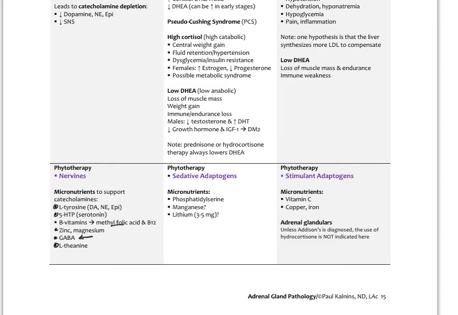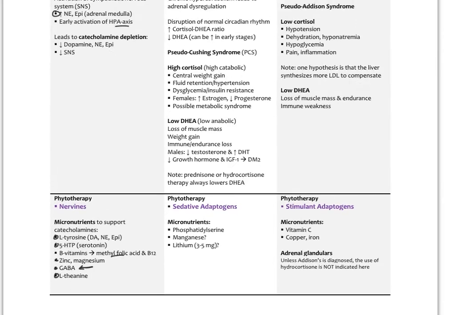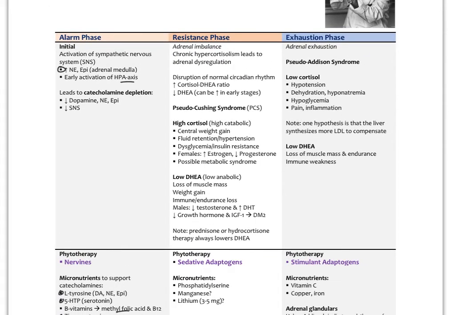So that would be for the alarm stage, using nervines and those supportive micronutrients. For the resistance phase, here we get usually overactivation of the HPA axis. There's going to be usually hypercortisolism, or at least during different times of day, an increased cortisol DHEA ratio. What happens over time, though, is the DHEA can start to decrease. So we get high cortisol, but the DHEA levels start to go down. And remember that DHEA is the main hormone which protects you from all that extra cortisol, and so we get less of a buffer there.